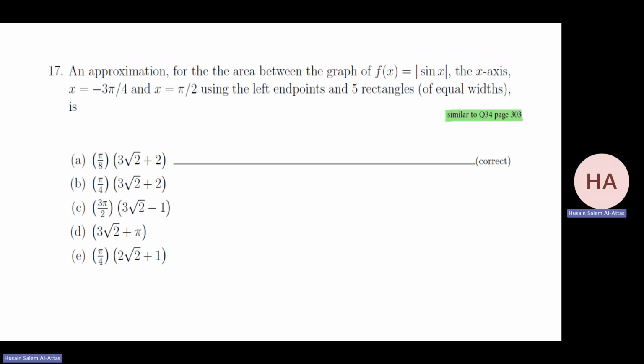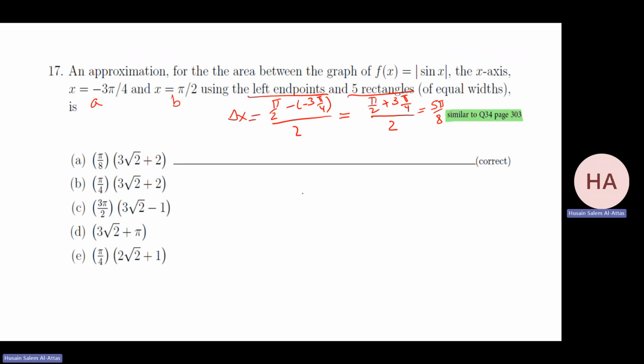Approximation for the area between the graph of this, the x-axis, and x using the left endpoints and 5 rectangles of equal width. This is A. This is B. Yeah, it's a matter of calculation now. Delta x is pi over 2 plus 3 pi over 4, over 5, which is 5 pi over 4 over 5 . That's 5 pi over 8.